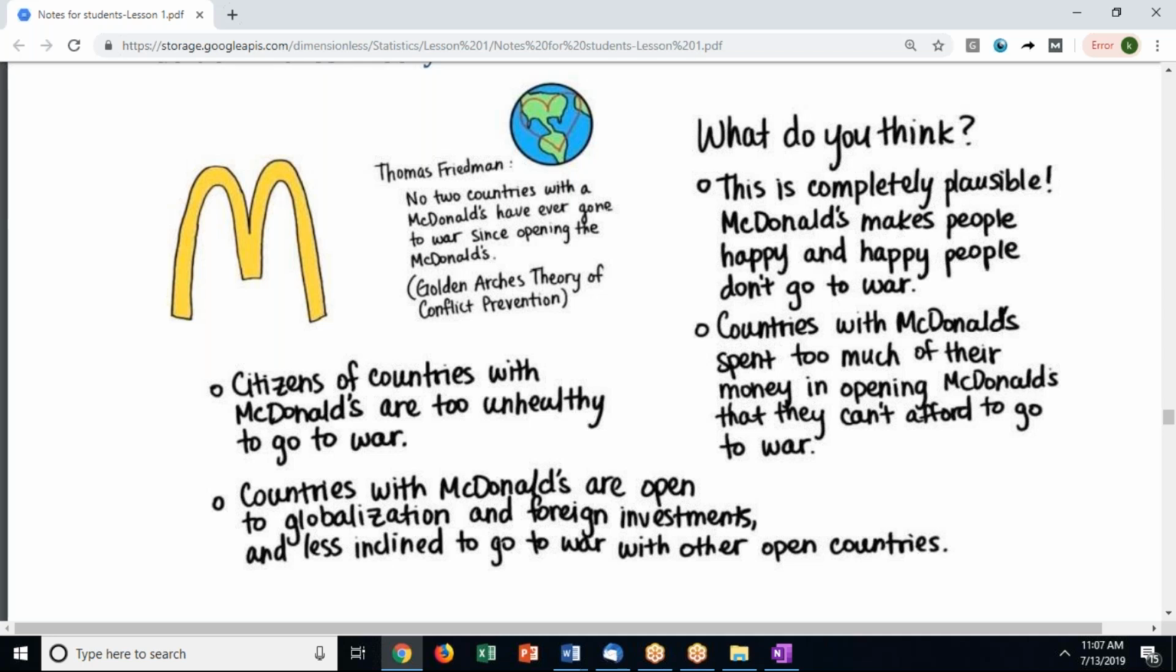So once McDonald's is opened in a country, those countries did not go to war with other countries having McDonald's. Again, there's a correlation between the opening of McDonald's and countries not going to war. We see a trend that whenever McDonald's has opened, those countries don't go to war with each other. But are the countries not going to war because of the opening of McDonald's, or is there some other reason to it? Out of these four, which one do you think could be a possible option?